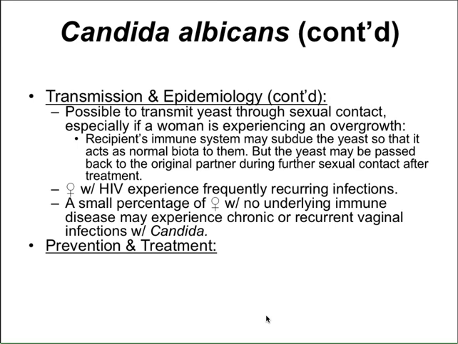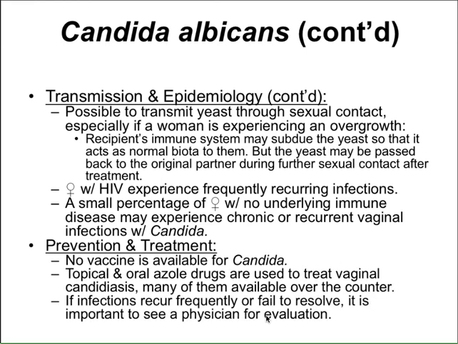A tiny percentage of women with no underlying immune disease can have vaginal infections with candida, and that's likely a strain-specific and gene-specific phenomenon. Okay, remember that the ability to colonize a tissue is in part due to the victim's genetics and in part due to the genetics of the strain that it's growing. There's no vaccine for candida. Oral azole drugs can treat vaginal candidiasis, and they're available over the counter. If infections recur frequently or don't resolve, it's important to go to your doctor.